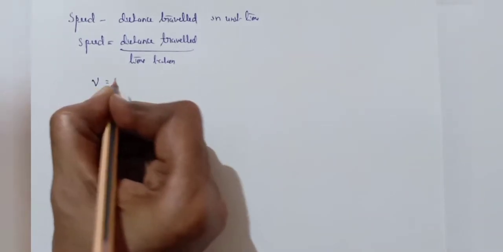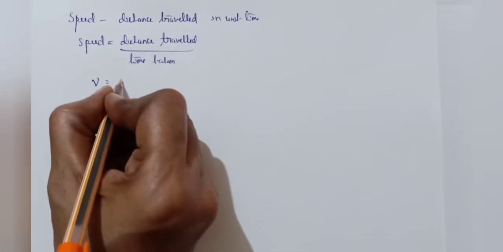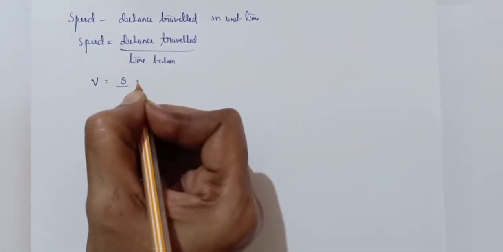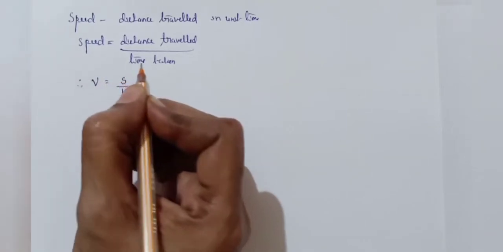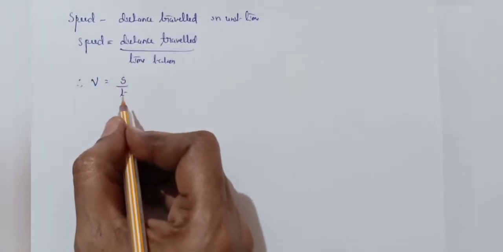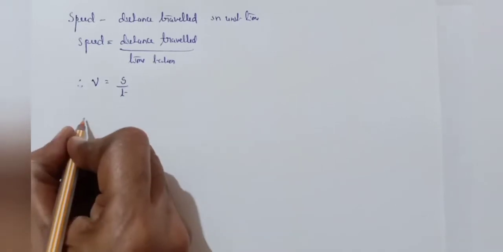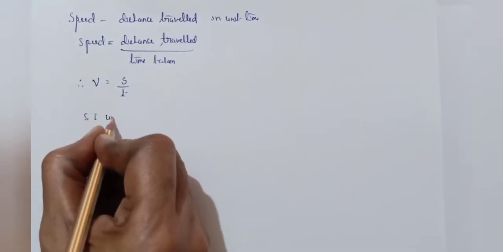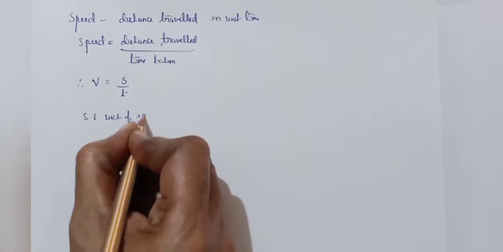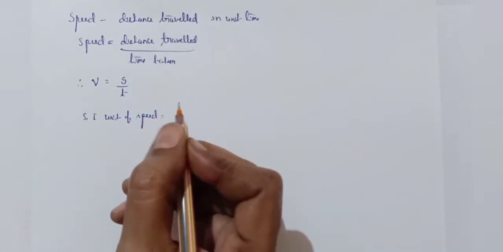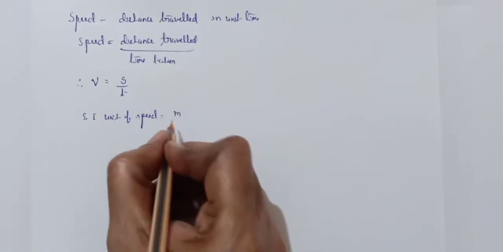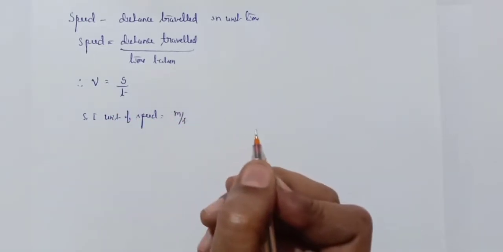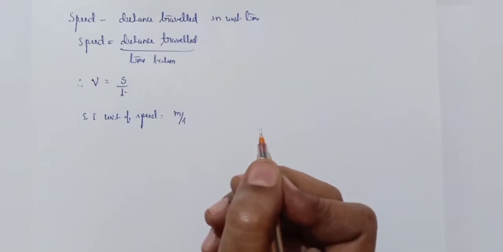The speed is denoted by the symbol V, the distance traveled is denoted by the symbol S, and the time taken as T. So we can express the speed as V is equal to S by T. And the SI unit of speed: you know the SI unit of distance is meter, and the SI unit of time is second. So the SI unit of speed is meter per second.